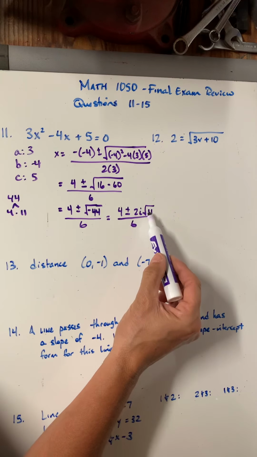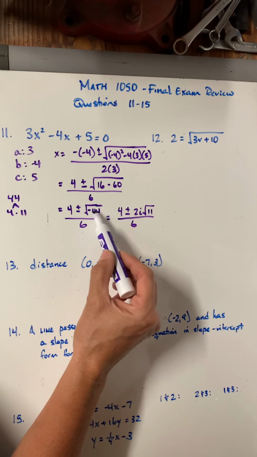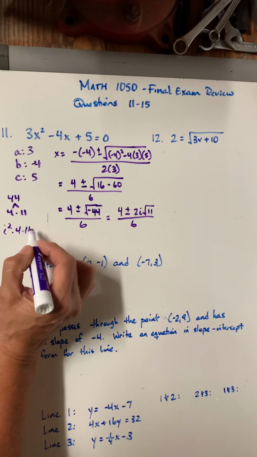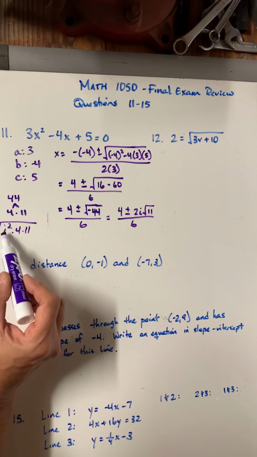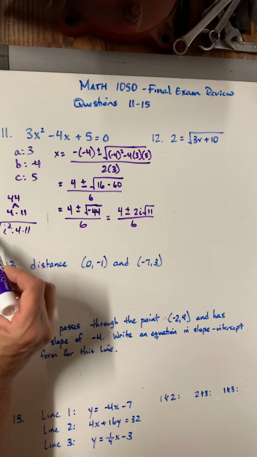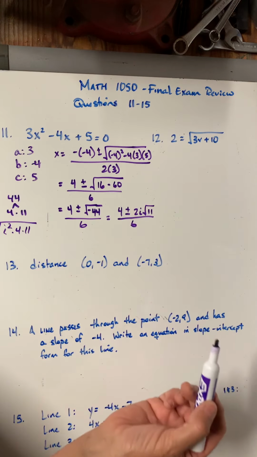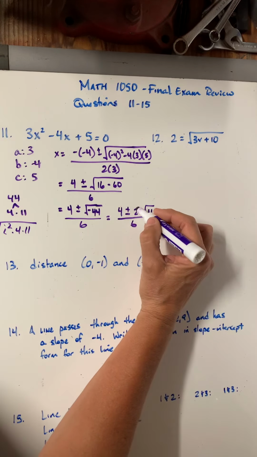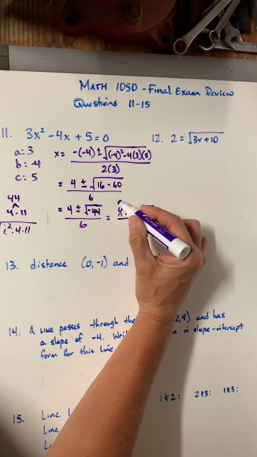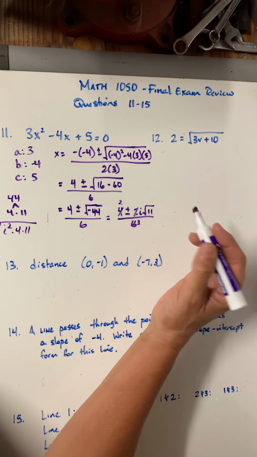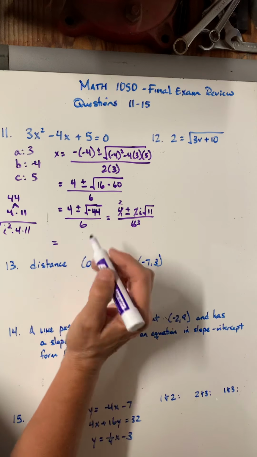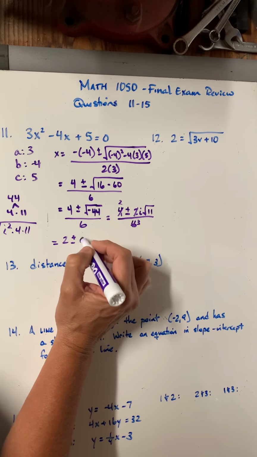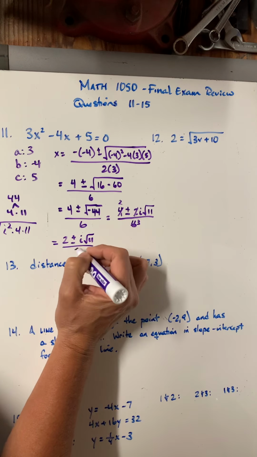So let me just repeat that. Under here, the -44, I would rewrite as i squared times 4 times 11. If I take the square root of that, square root of i squared is i, square root of 4 is 2. That's how I get the 2i. And then the 11 is left inside. Now I can simplify as long as it comes out of all three terms. So if I reduce by 2's, I end up with 2 plus or minus i square root 11 over 3.